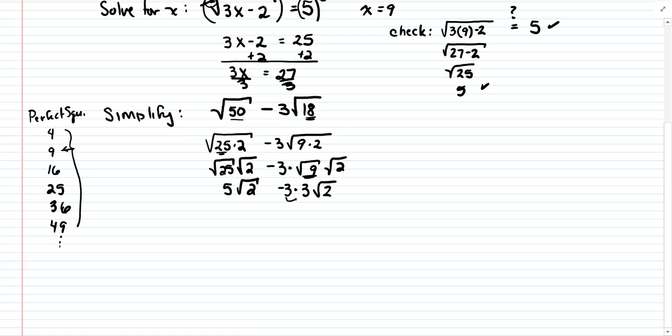And I can multiply negative 3 times 3 together. So I have a 5 radical 2 minus 9 radical 2. And now that the radicands are the same, I can go ahead and subtract the numbers in front. Negative 4 radical 2.